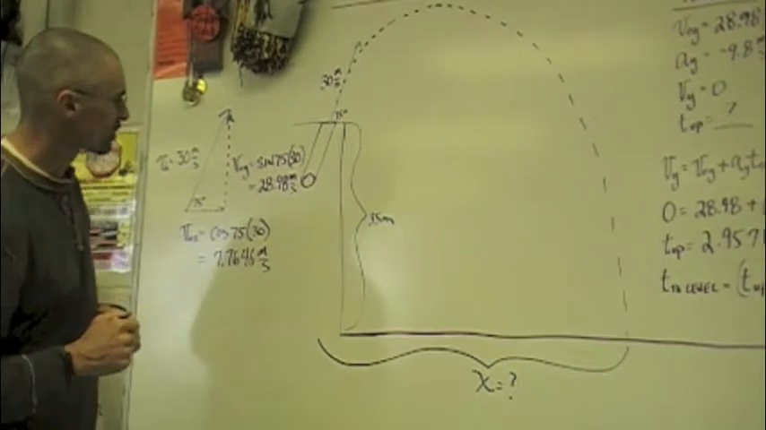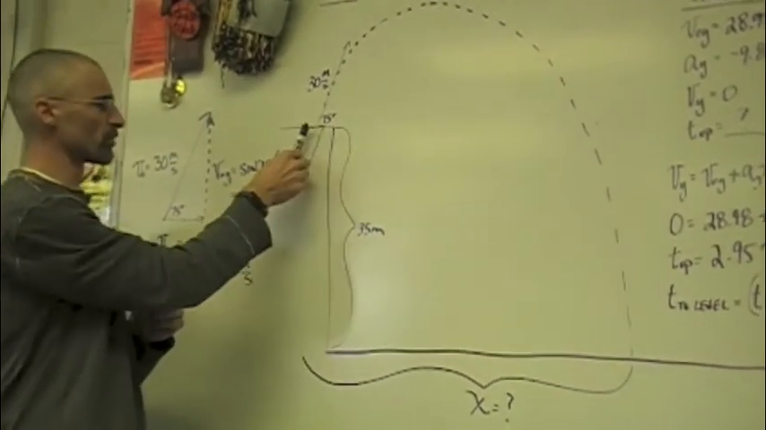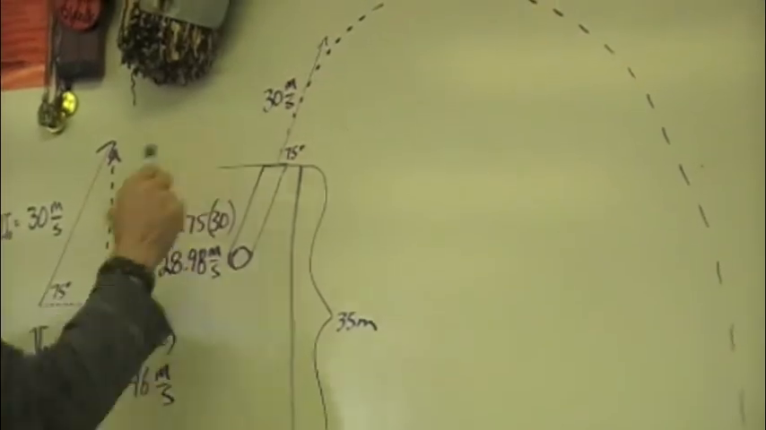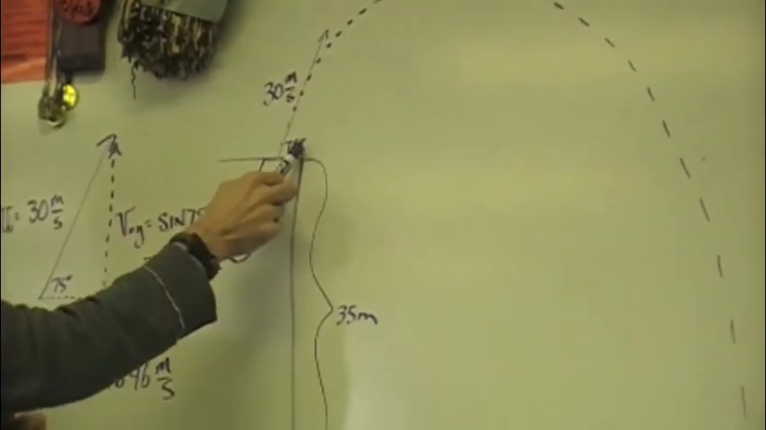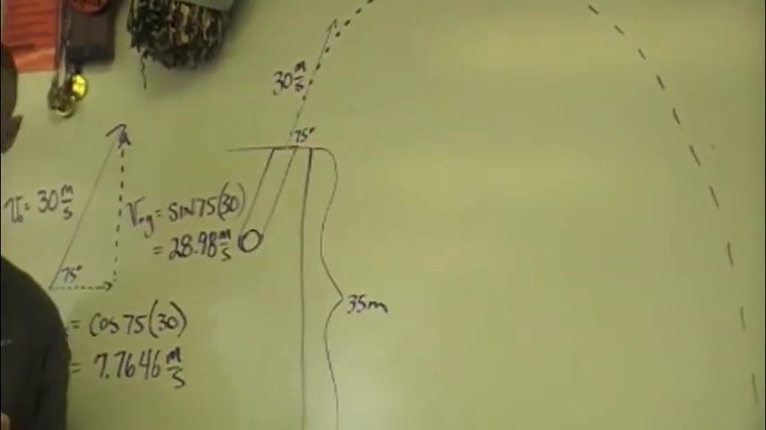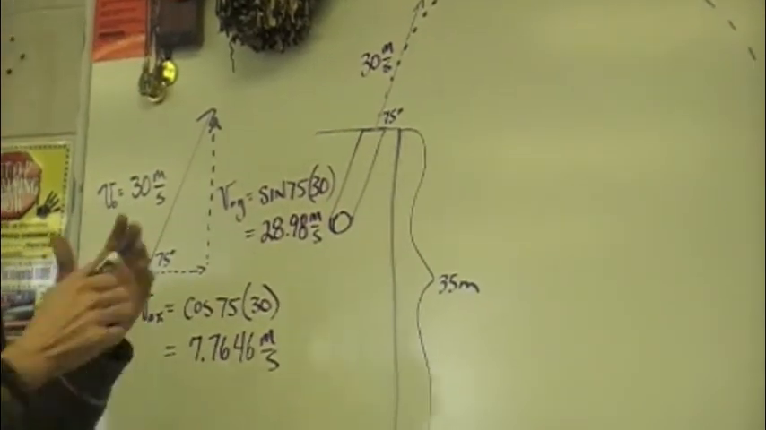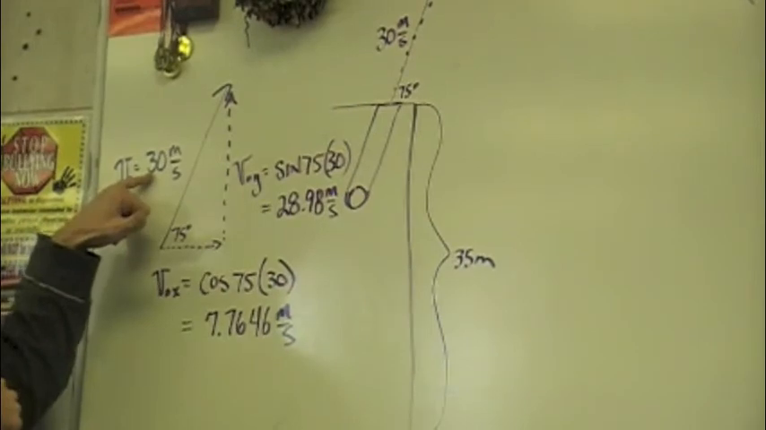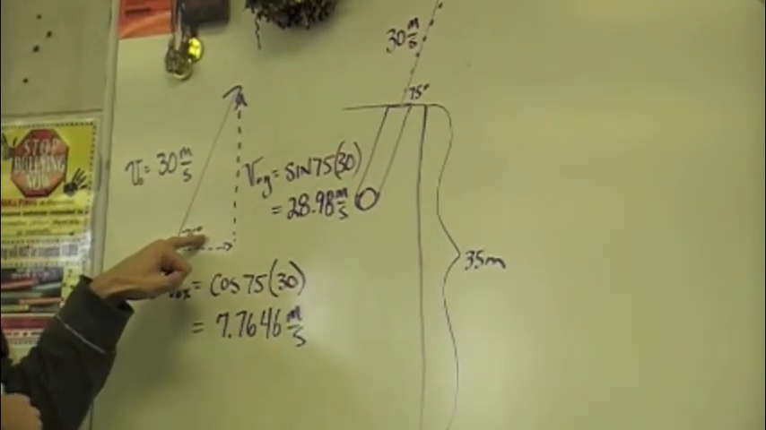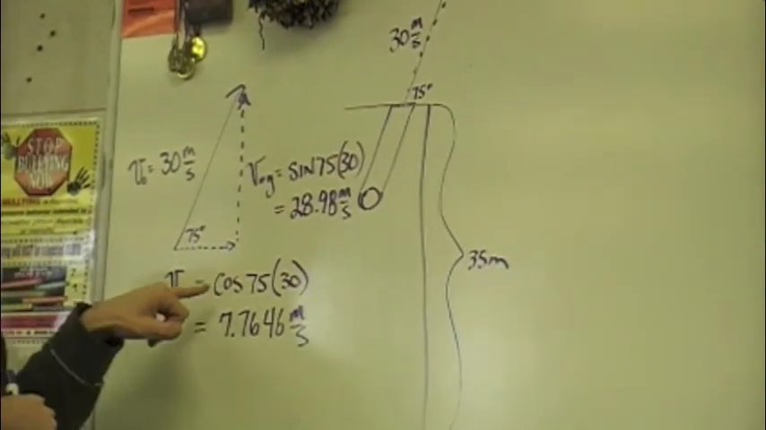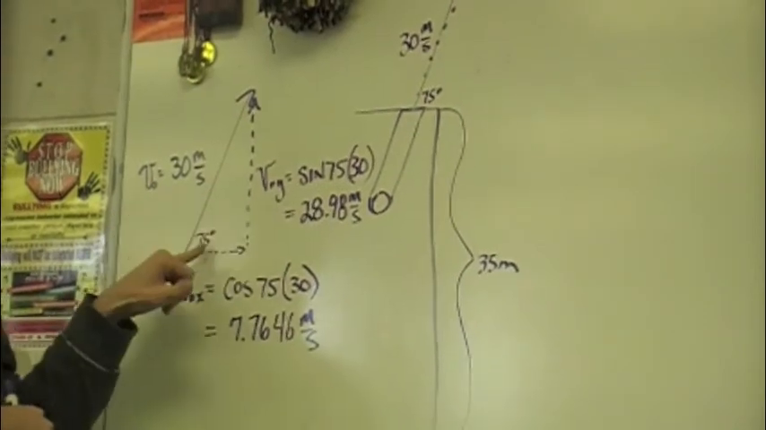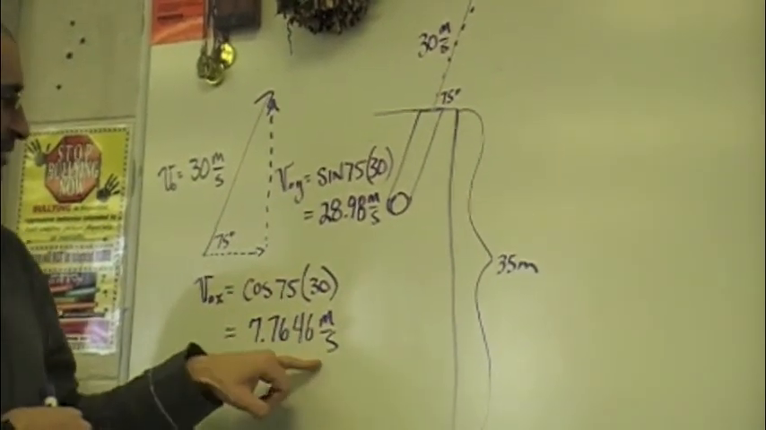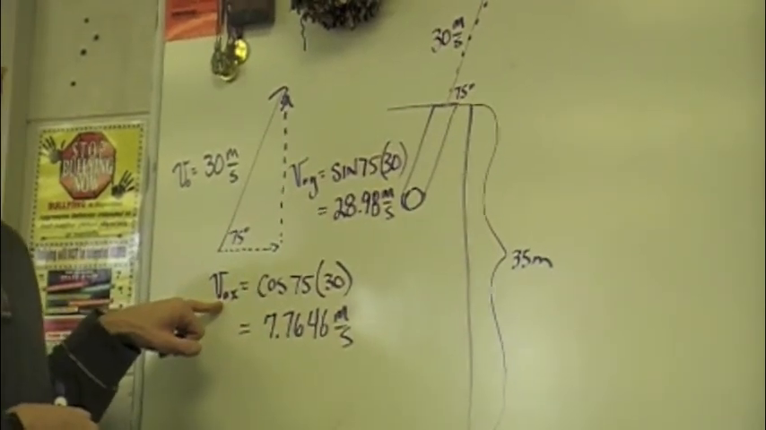Initially, we're up on a cliff shooting a cannon at 30 meters per second initial velocity at an angle of 75 degrees above the horizontal. That can easily be broken down into its X and Y components. 30 meters per second at 75 degrees. Our initial velocity in the X is going to be cosine 75 times 30, which comes out to about 7.7646 meters per second.